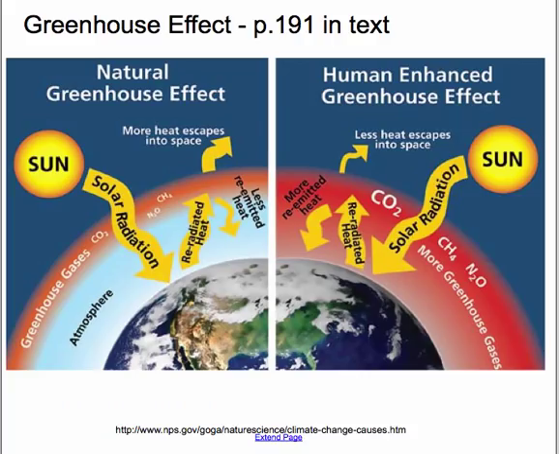Here we go, greenhouse effect. Page 191 in your text if you wanted to have that out as well. So here on the left we have the actual natural greenhouse effect. And as you can see, we have solar radiation from the sun that penetrates through our atmosphere, as we've studied in depth. And because of our atmosphere having the gases of CO2, H2O, methane, and a number of others, those gases actually work like a greenhouse.